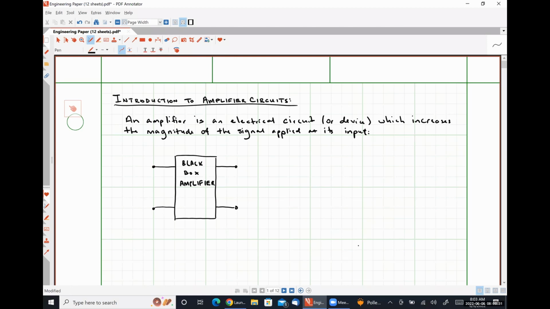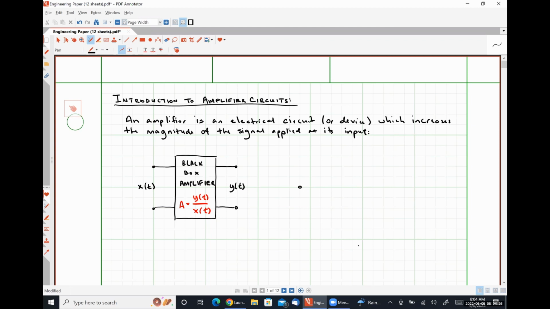If our input signal is x of t, and this input signal could be a voltage, a current, or a power, and our output signal y of t could be a current, voltage, or power, then we can define the gain of the amplifier, A, to be the ratio of the output signal divided by the input signal.